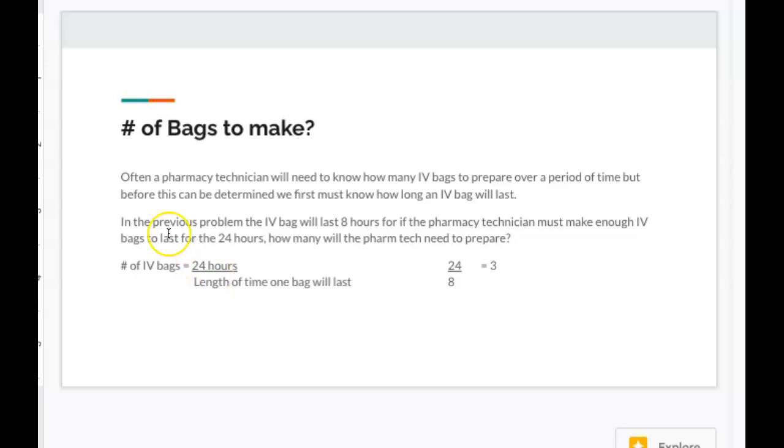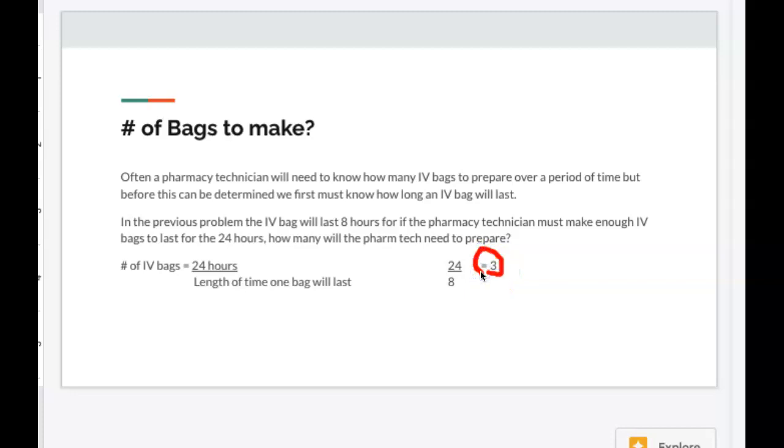So in the previous problem, the IV bag lasted 8 hours. Okay, so if the pharmacy technician must make enough IV bags to last the next 24 hours, how many will they make? Well, the number of IV bags will equal 24 hours over the length of time the bag will last. You're just going to divide it. We know 8 goes into 24. Every 8 hours, 3 times a day. It's 3. So your correct answer here is 3.